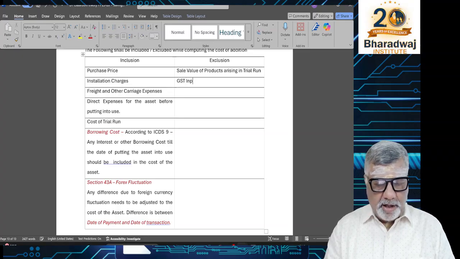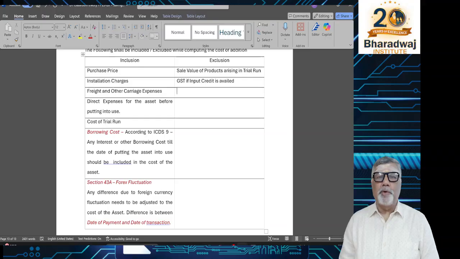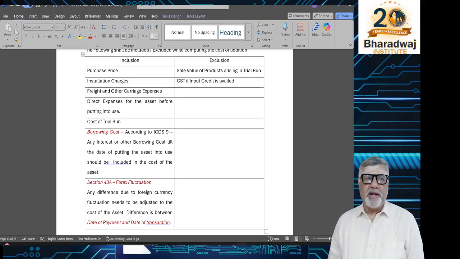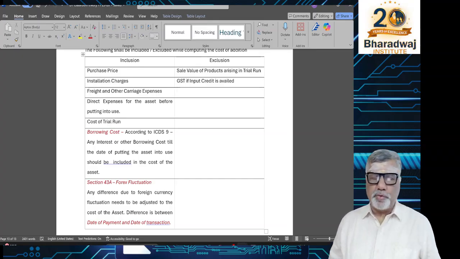GST, if input credit is availed. We all know that for vehicles and all, there is no input credit. In that case, GST will not be reduced. But for machinery and all, there are input credits, so in that case, it will be reduced.